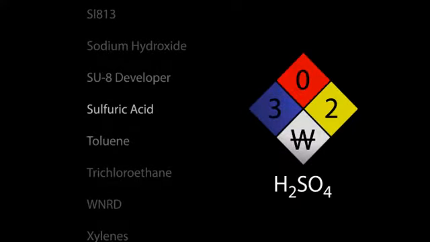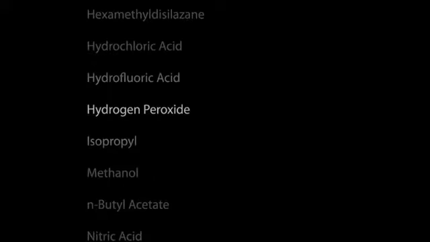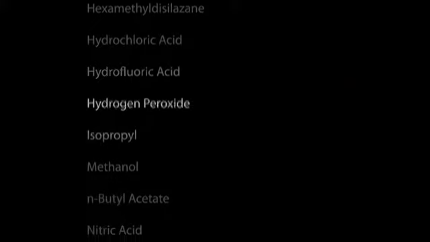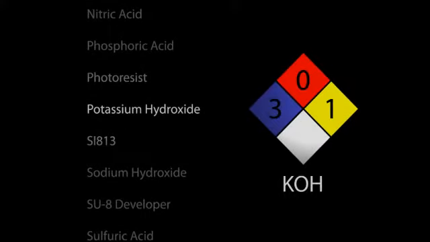Sulfuric acid can cause burns that are potentially more serious than those of comparable strong acids because there is additional tissue damage due to dehydration. Hydrogen peroxide, a strong oxidizer that can cause burns to skin, eyes, and respiratory tract. Potassium hydroxide, a strong base also capable of severe burns and irritation of the respiratory tract.